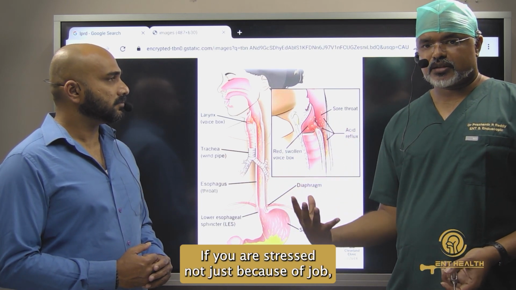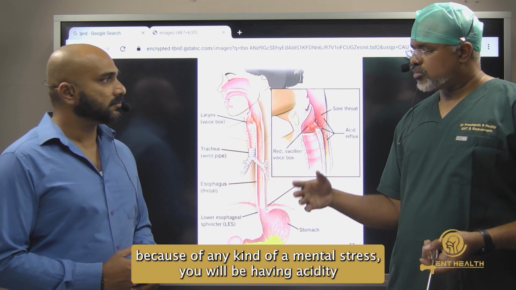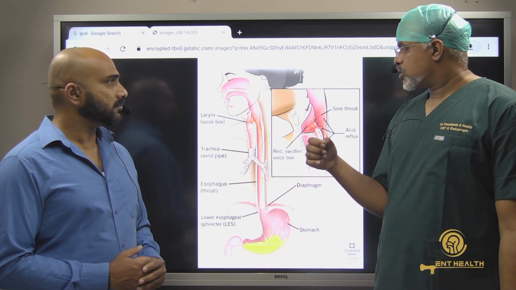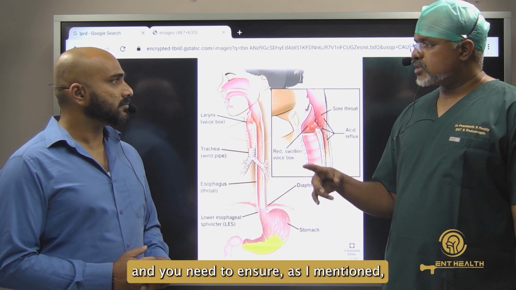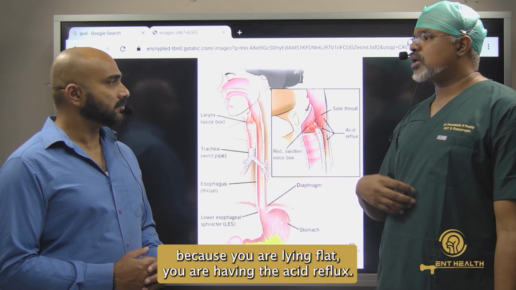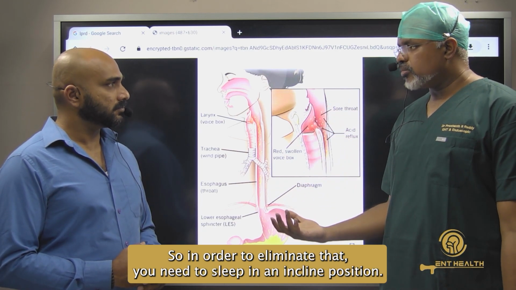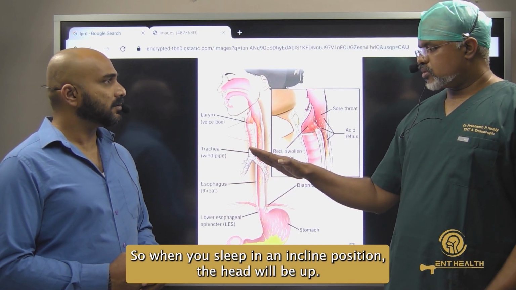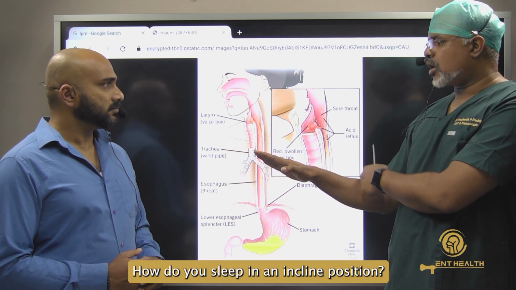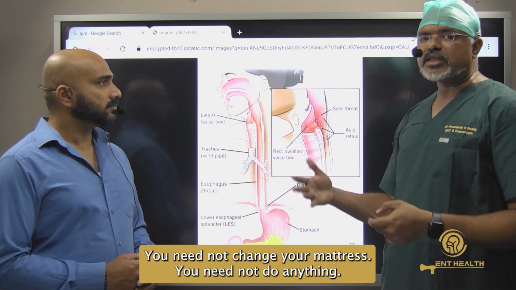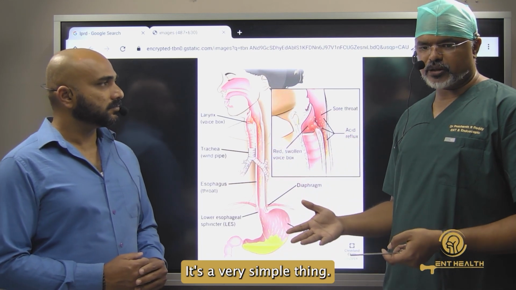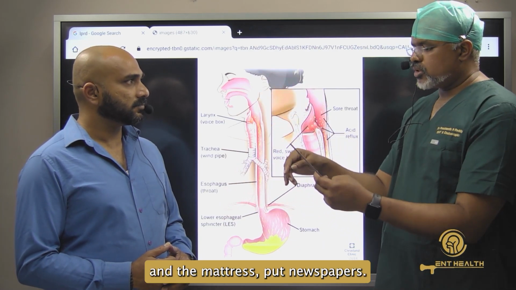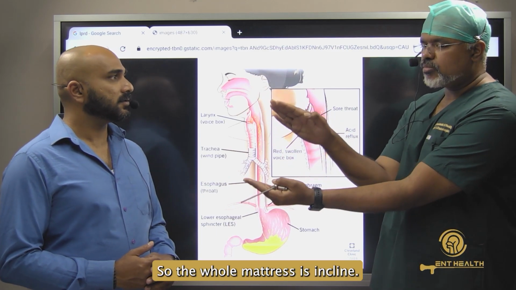If you are stressed, not just because of job, because of any kind of a mental stress, you will be having acidity. And you need to ensure, as I mentioned, because you're lying flat, you are having the acid reflux. So in order to eliminate that, you need to sleep in an inclined position. So when you sleep in an inclined position, the head will be up, toes will be down. How do you sleep in an inclined position? You need not change your mattress, you need not do anything. This is a very simple thing. So between the cot and the mattress, put newspapers. So the whole mattress is inclined.